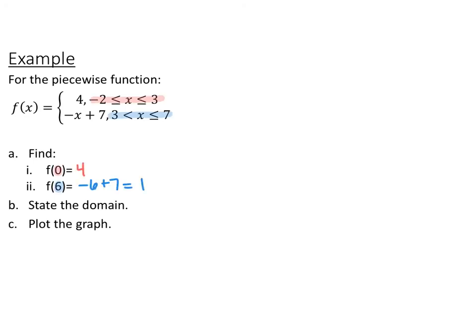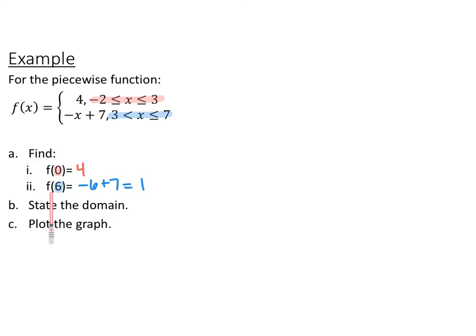So for the first one, they want us when x is 0, what is y? So I go to the intervals here and I find where x equals 0, what section of the function that occurs, and that occurs between negative 2 and 3. So I want to look at this part of the function to answer the question. So when x is equal to 0, y is equal to 4.